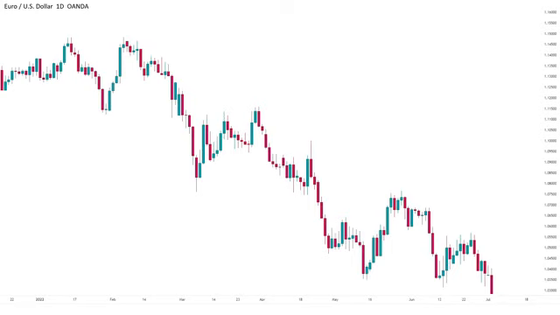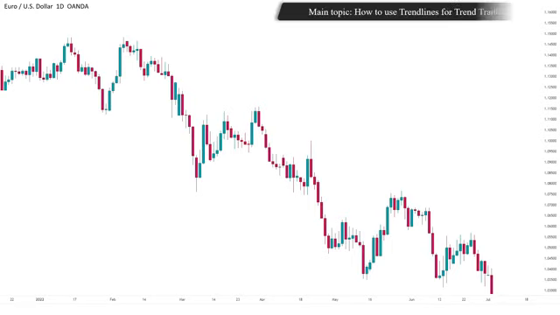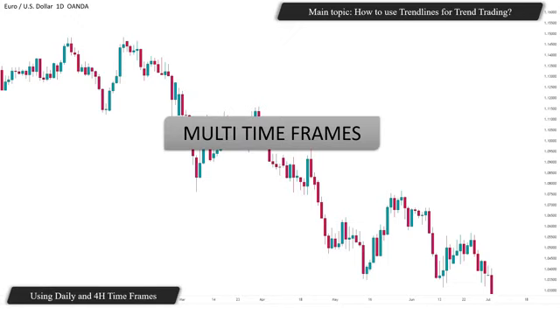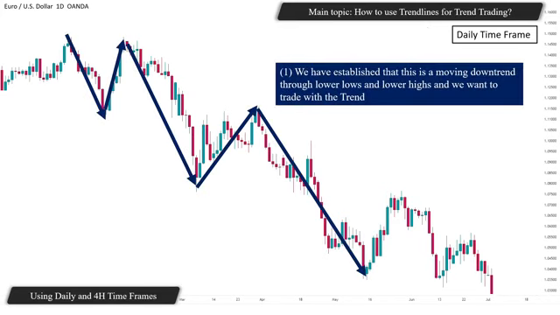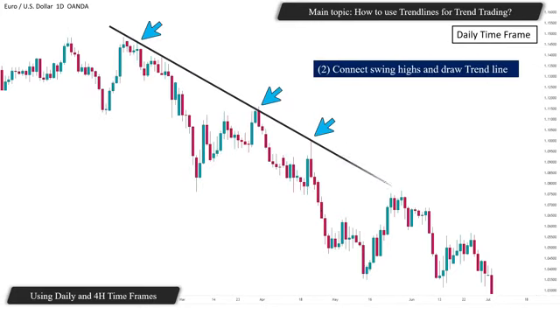So in this example, we are going to show you the same concept, but take it a step further and apply it to multi-time frames. Now, this is the daily time frame. So first, we identify that this is a moving downtrend as the price is making lower lows and lower highs. So we want to trade in the same direction as the moving downtrend. Second, we will connect these 3 points and draw the trend line.